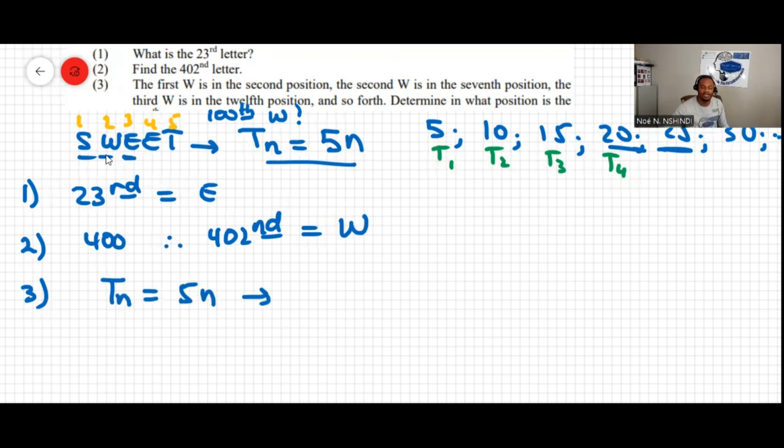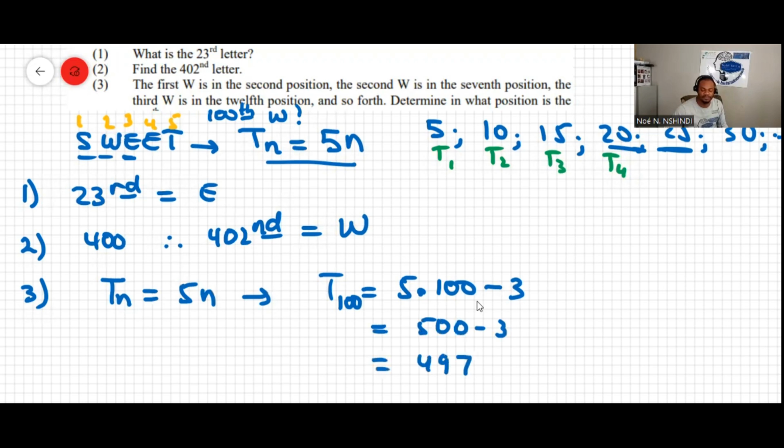So we can say Tn here will be 5n. Now to find the 100th one, Tn will be equal to 5n, so 5 multiplied by 100. But now because the first one is on the second position, we do 5 minus 2. So this will be 3. If I have 5, to get the second position, we do 5 minus 2, it's 3. So this is then 500 minus 3, which is equal to 497.